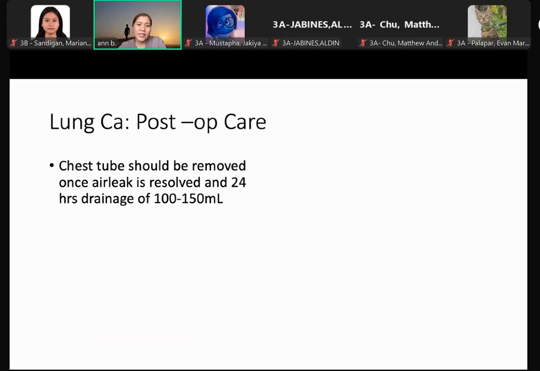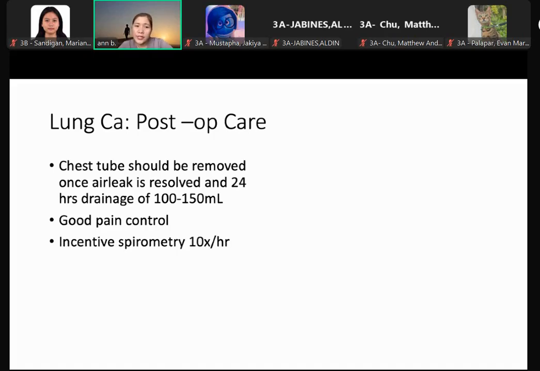For post-op care, we have already discussed how to prepare the patient, the performance status, recertification in patients who underwent surgery, and what we offer if the patient is a non-surgical candidate: chemotherapy and radiation, sequential and concurrent. In patients who underwent surgery, we need to put a chest tube during the surgery for drainage of air and fluid. The chest tube should be removed once the air leak has resolved and 24-hour drainage is 100 to 150 ml.